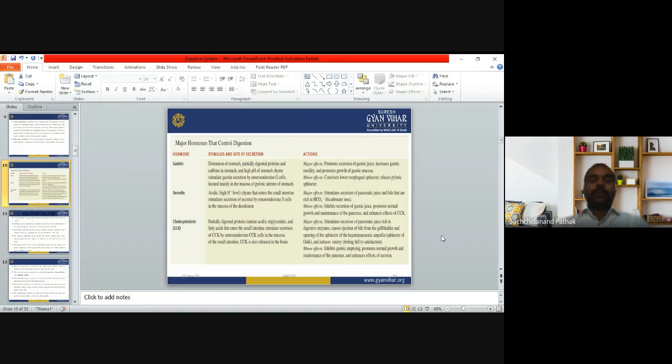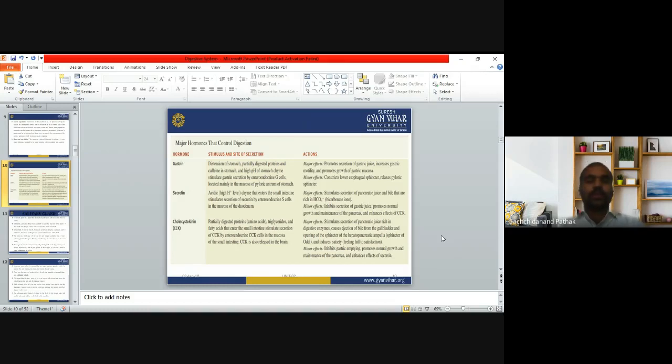Now, here you can see there are major hormones that control the digestion. Gastrin is there. Gastrin function we have seen.